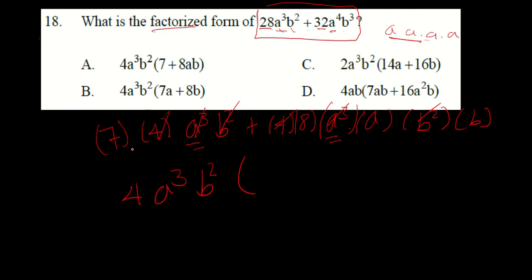So what is left here? Just 7 left here, plus, what's left here? 8ab left. So the answer will be 4a cube b square in brackets 7 plus 8ab. This is found in choice A, so the answer will be A.